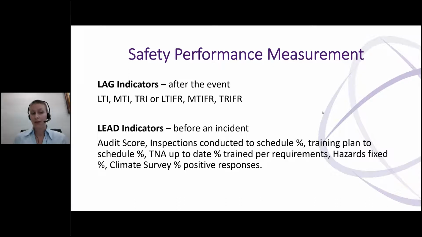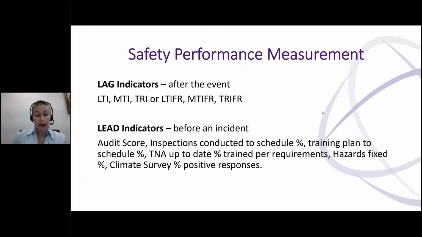They're called lag indicators because they happen after an event. The ones people might be familiar with are LTI, lost time injuries; MTI, medical treatment injury; and TRI, total recordable, which is an amalgamation of both. People often calculate these into their LTI-FR, the frequency rate of those indicators. The benefit of the frequency rate is that it allows a more accurate comparison over time, and also allows benchmarking.